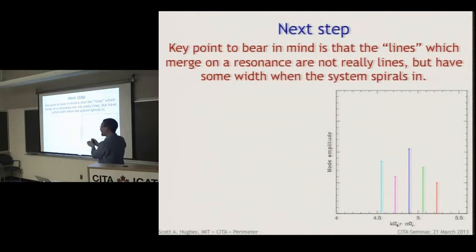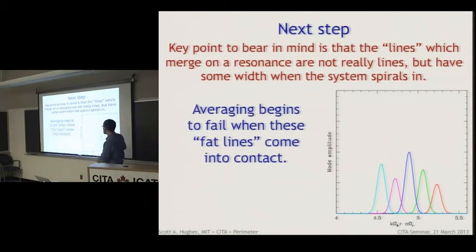So when we've done this analysis so far, because we sort of ignored back reaction, when I look at my radiation field, it really looks like a whole bunch of lines. But in fact, the system is spiraling in, the frequencies are changing, and they are not lines, they actually have some width associated with them. So what we need to do is generalize our analysis to understand how to compute the radiation field for an evolving system. And then what we'll know is that the averaging is beginning to fail when sort of fat lines like this come into contact with one another. And then your normal averaging is, again, sort of effective when they cease to be in contact as it passes through.